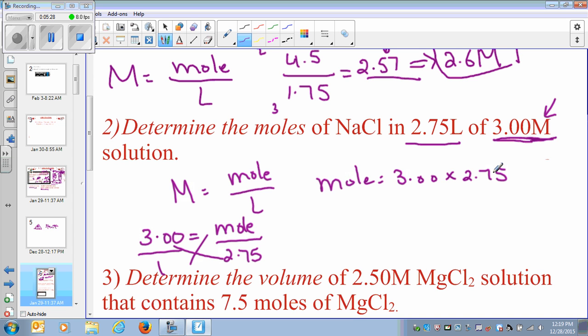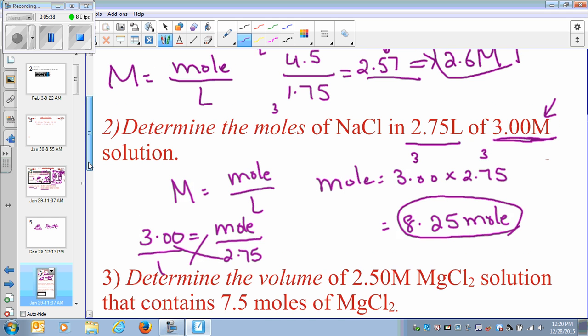The calculator is giving me 8.25 moles. I need three significant digits because I have three significant digits here and three significant digits here. Let's do the other question.